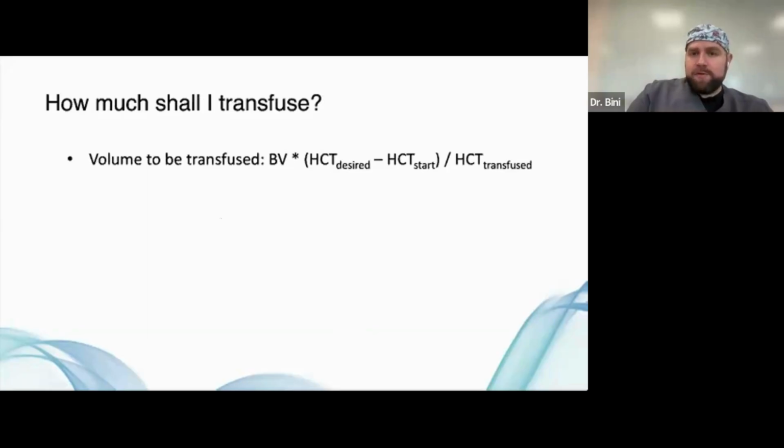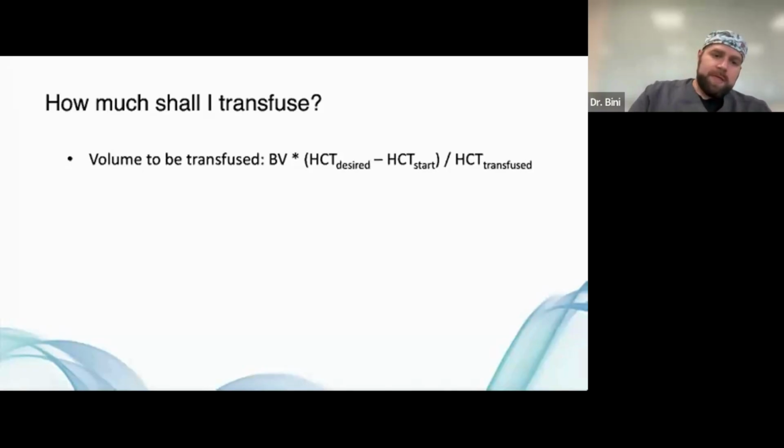So how much shall I transfuse? Well, again, we go back to the blood volume of either the dog or cat, and then you multiply by the difference between the desired hematocrit and the starting hematocrit. Then you divide it by the PCV or the hematocrit that's in the bag. That gives you an idea of how much volume we need to transfuse.